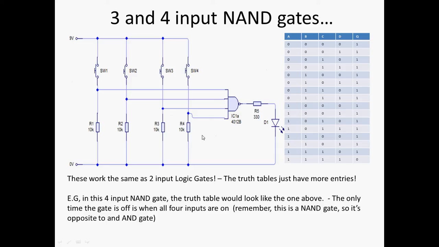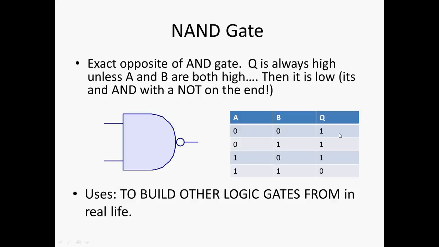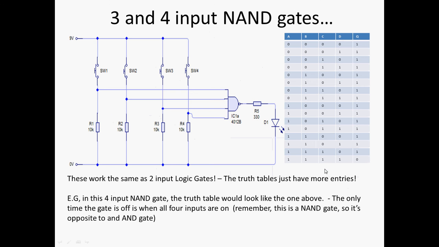So if you remember, a NAND gate worked like this: the output's always on unless both inputs are on, and then it's off. In a 3 or 4 input gate, you get the same deal.